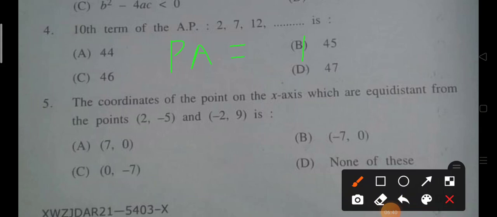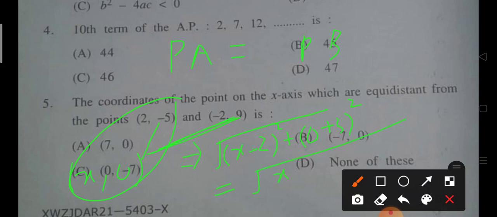is equal to PB. That means the distance of the point x comma 0 from this point and this point is same. By distance formula, you know that the distance between this and this will be equal to under root, this is x minus 2 whole square, plus 0 minus minus, this becomes plus 5 whole square. This is equal to PB, which will be equal to the distance between this and this.